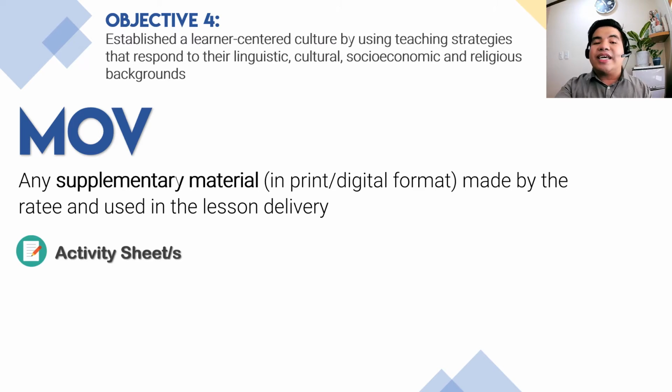Now, the supplementary materials can be one activity sheet. So all you have to do is to annotate or highlight the directions or the activity itself that may have an alignment to the objective for either linguistic, cultural, socioeconomic, and religious background. It doesn't mean that you will be hitting the linguistic, the cultural, socioeconomic, and religious background all in one. It is possible that you may hit one or two or a combination of these aforementioned factors. Now, for the activity sheets, you just have to annotate or highlight that particular instruction or procedure that may reflect the aforementioned factors.